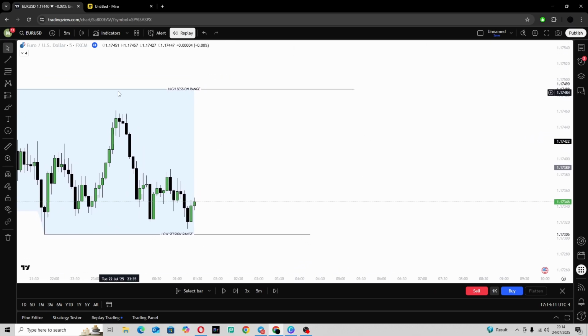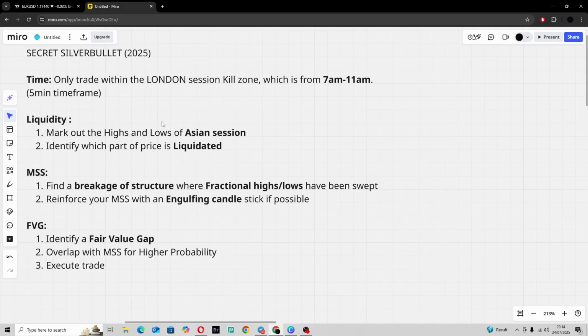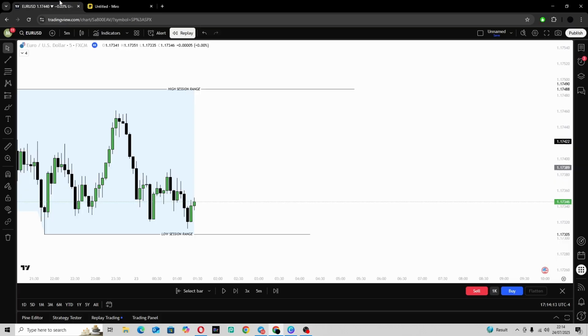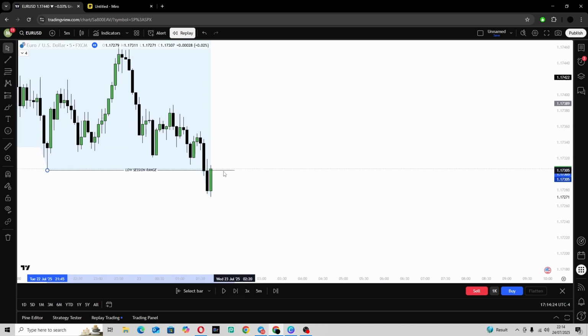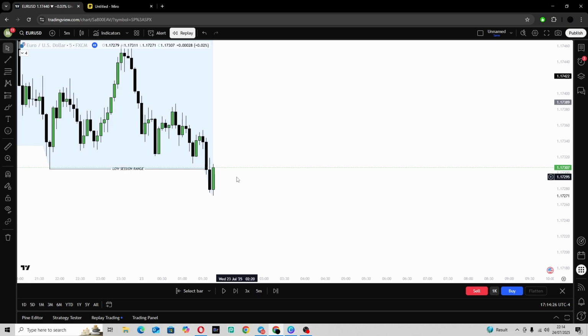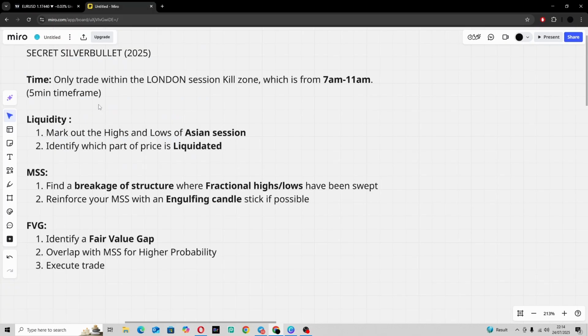As soon as we have the high session range and the low session range marked out, what we need to do now is identify which part of price is liquidated first. Is it the highs or is it the lows? If I play price forward now, as you can see, the lows have been completely swept and liquidated. So now we need to make sure we trade the reversal and trade towards the upside.